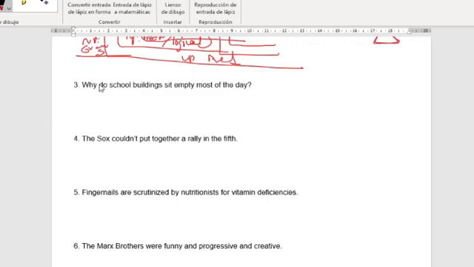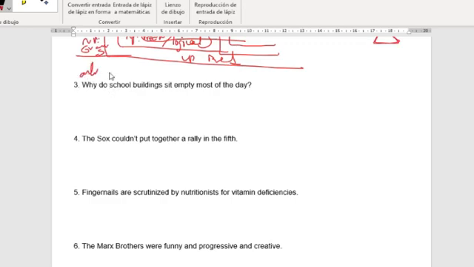It's a double-edged question, right? Adverb. It's an adverb. How do you know it's an adverb? Because you rearrange the sentence. You say, school buildings sit empty most of the day because of the pandemic. So because of the pandemic replaces why. Get it? Yeah. Perfect.